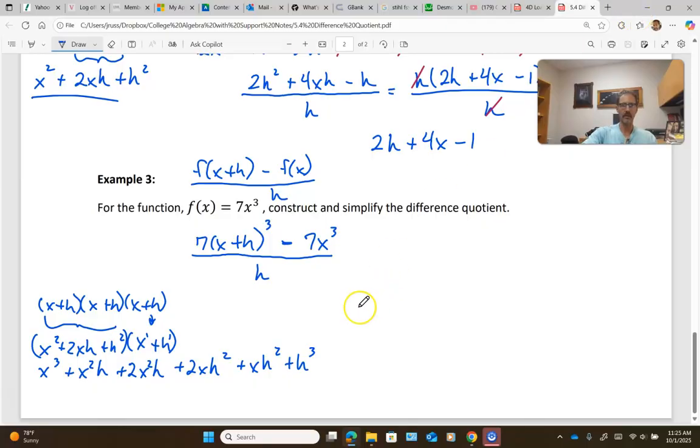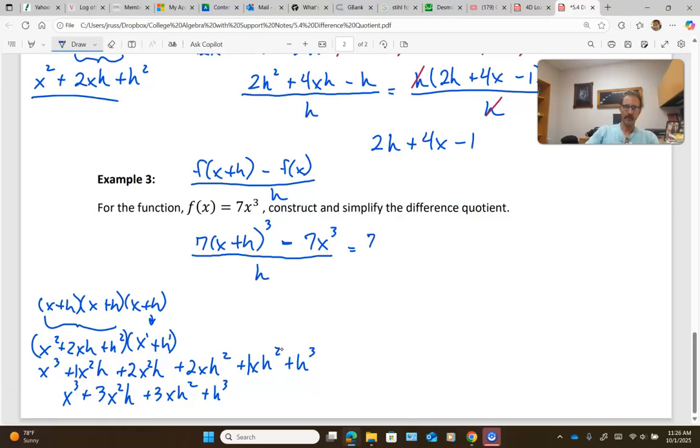Okay, so I end up with 6 terms. Let's see if any of them can be combined. Well, 1x squared h plus 2x squared h will give me 3x squared h. Nothing's going to combine with that x cubed. And then over here, these two, 2xh squared plus 1xh squared will give me 3xh squared. And then finally I'll have that h cubed at the end. So I ended up with 4 terms.